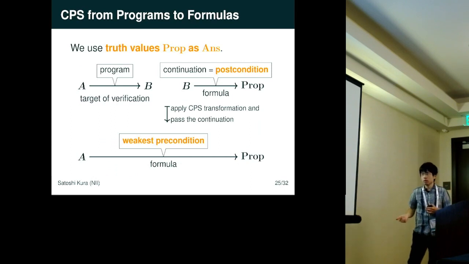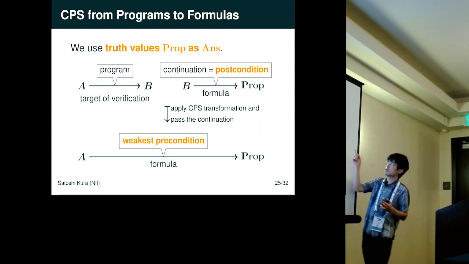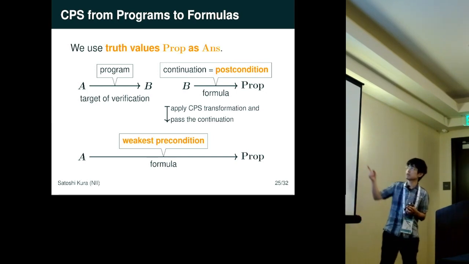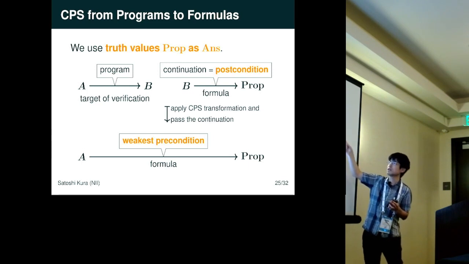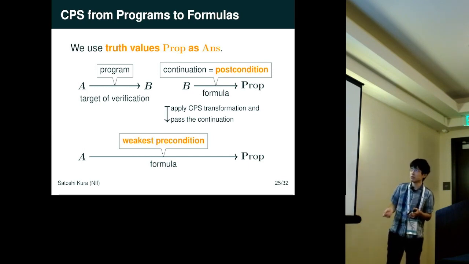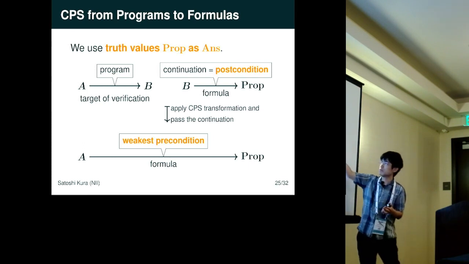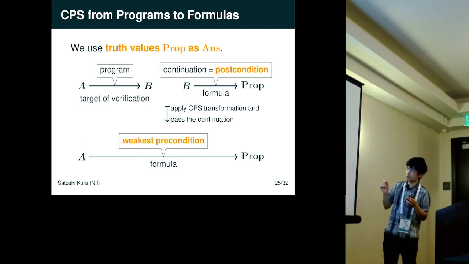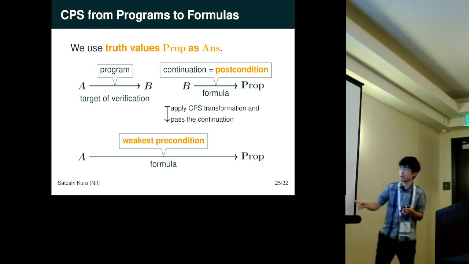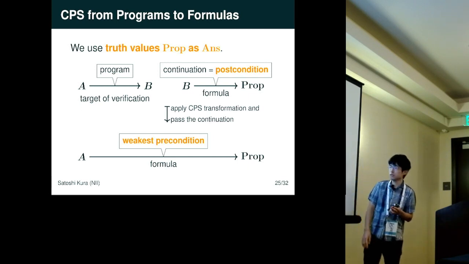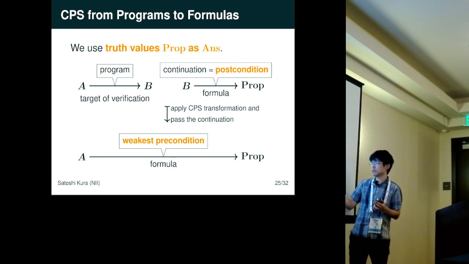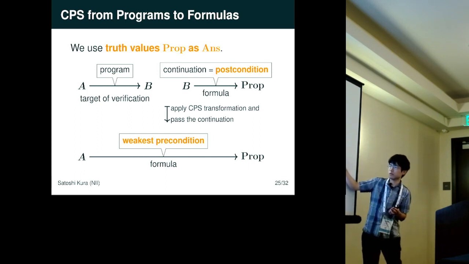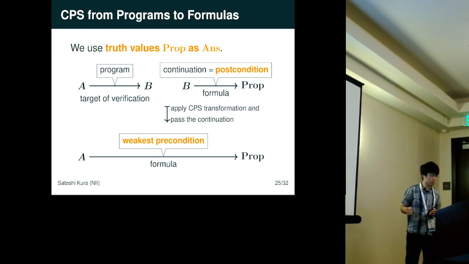The key idea of our result is to use continuations that return a truth value. Then continuations can be regarded as post-conditions. Moreover, if we apply a CPS transformation to a program and pass a continuation to it, then we get a formula of the higher order logic that takes an input and returns a truth value. We show that this is in fact the syntactic counterpart of the weakest precondition.